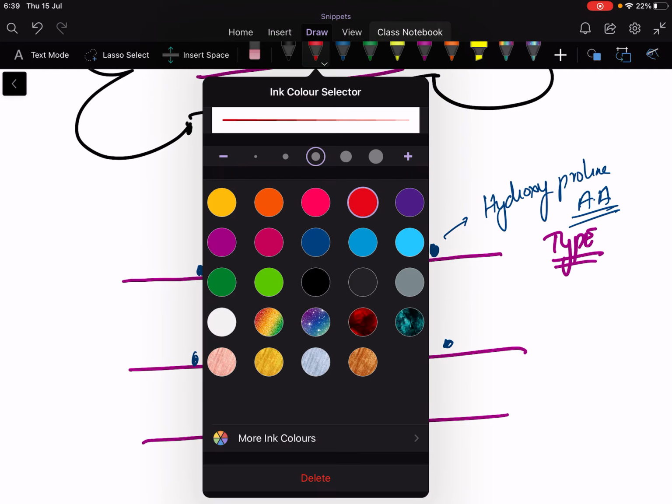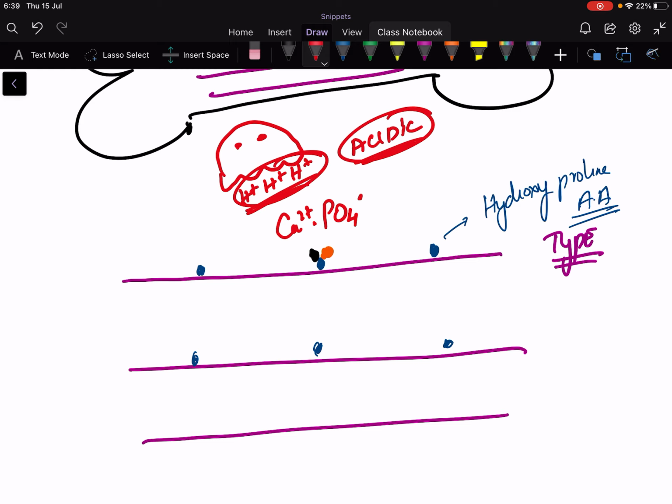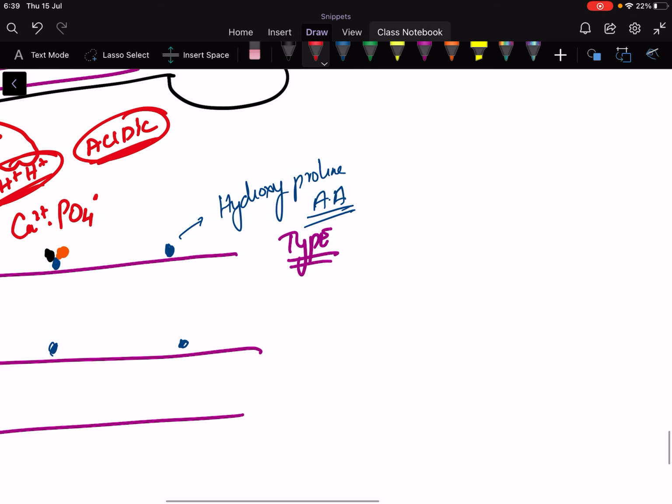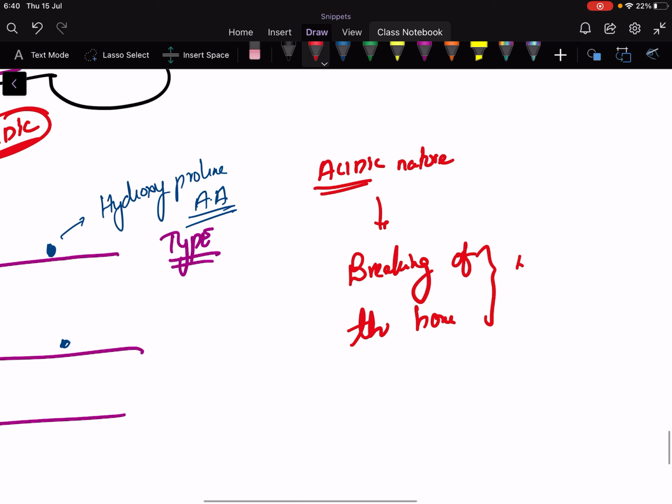Once the osteoclast comes, here is your osteoclast, it will release protons, and these protons are acidic. So we can conclude that the acidic nature of the cells will cause breaking of the bone, or bone resorption.